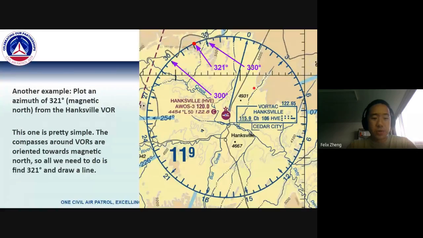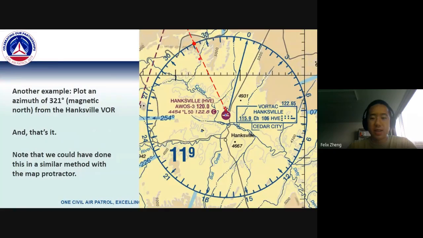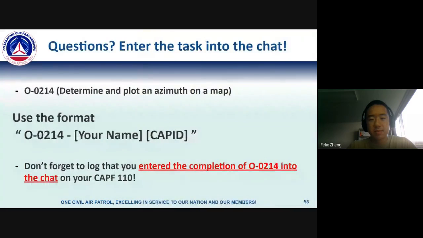So to identify 321 degrees from the VOR, it is actually very easy. You just find 300 right here. It's marked in tens of degrees. You move up to 310, 320, and then find 321. You draw a line, and there is your azimuth of 321 degrees from the Hanksville VOR. Any questions on that? That's pretty straightforward.